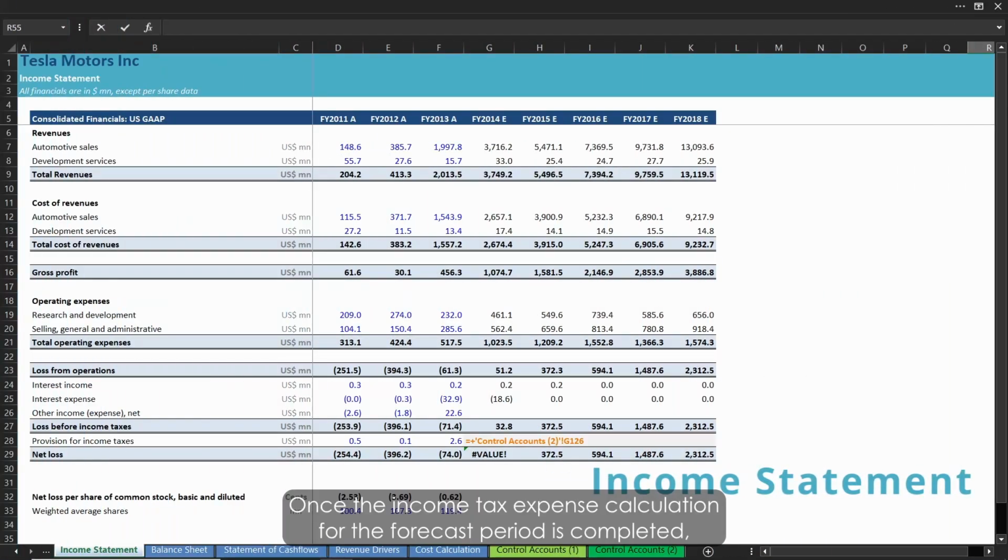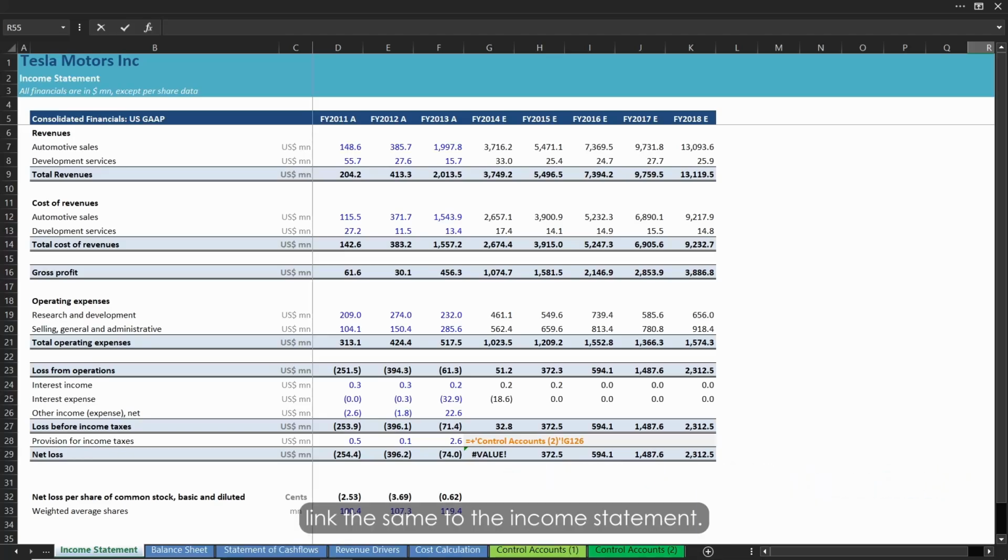Once the income tax expense calculation for the forecast period is completed, link the same to the income statement. Please refer to example in cell G28 on how to link data.